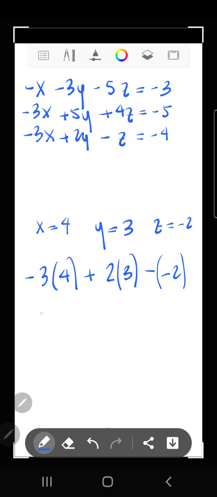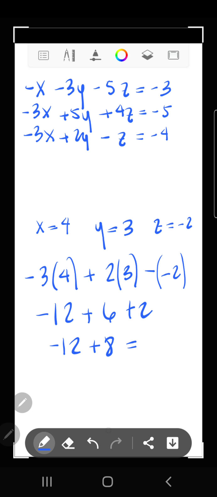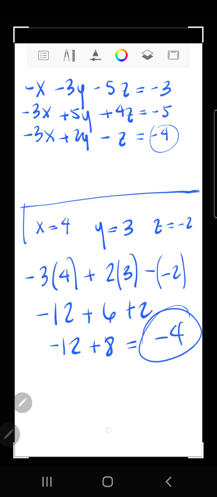Now I have here negative 12 plus 6 plus 2, negative 12 plus 8, and the result of negative 12 plus 8 will be negative 4. This is the same value, so the values we found before are right.